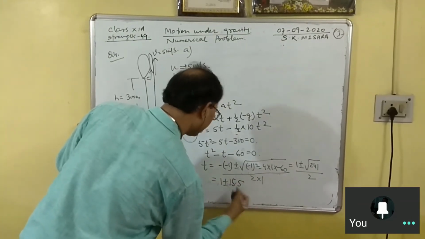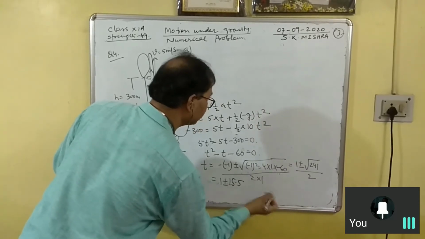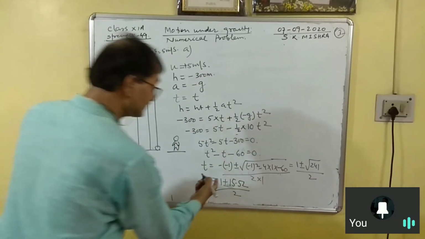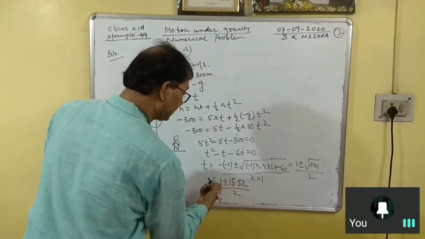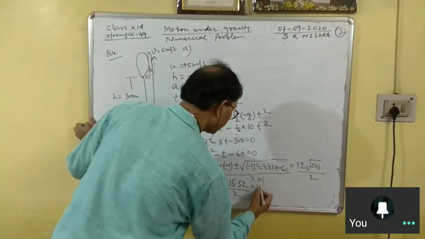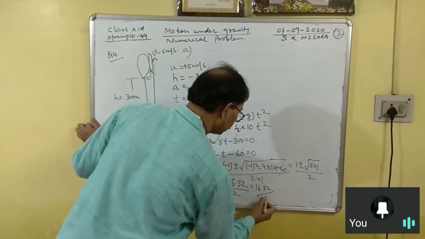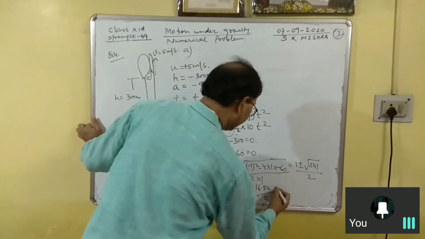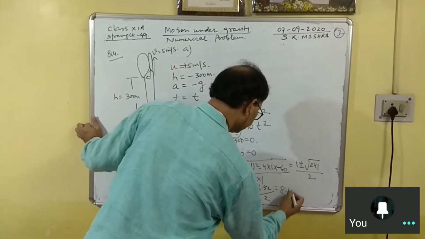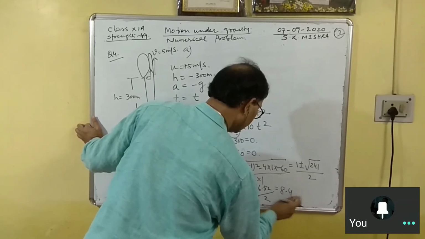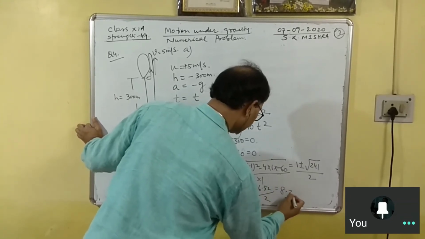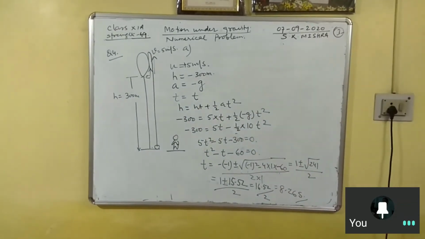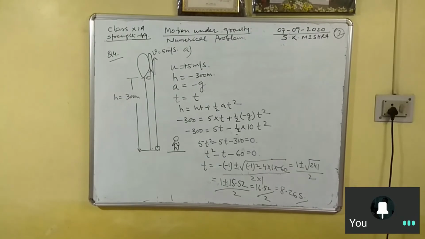Leave the 15.524. 52 you can take by 2. So you just consider the positive value. So 15 plus 1, 16.52. 16.52 by 2. Don't take the negative value because time will never be negative. And then divide it. It's 8.4, 8.26 second. 8.26 second is the total time taken by the stone to reach the ground.